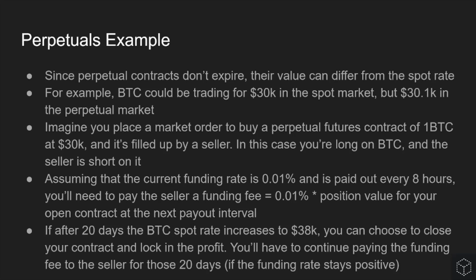So if you were to buy 1 BTC at spot, you might earn 8,000, but depending on your contract with perpetuals, if you have any leverage, anything like that, your profit could be different.